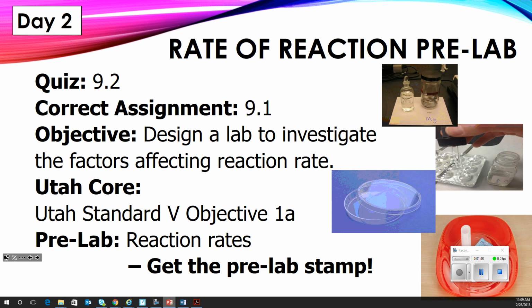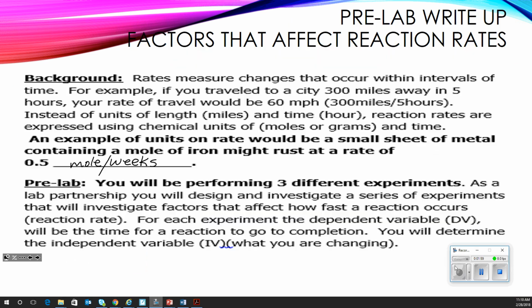I'm not at the very bottom. Let me stop this for a second and bring the lab. Read it with me. Follow through with me, please. Okay, background. Rates are measured changes that occur within intervals of time. For example, if you travel to a city 300 miles away and it took you 5 hours, your rate of travel would be 60 miles per hour. You take the 300, divide it by the 5.